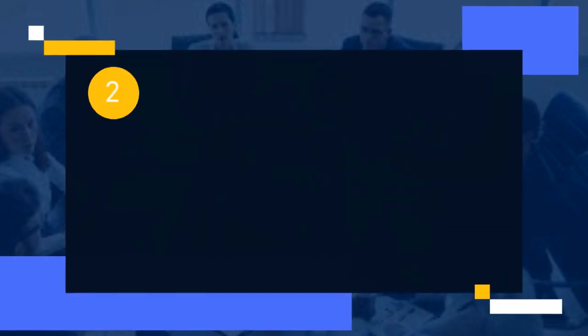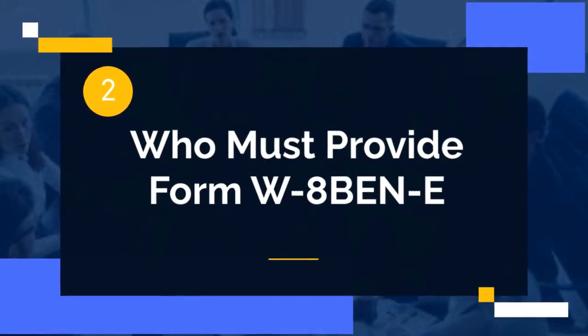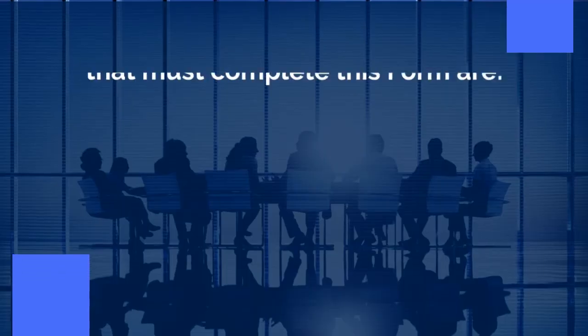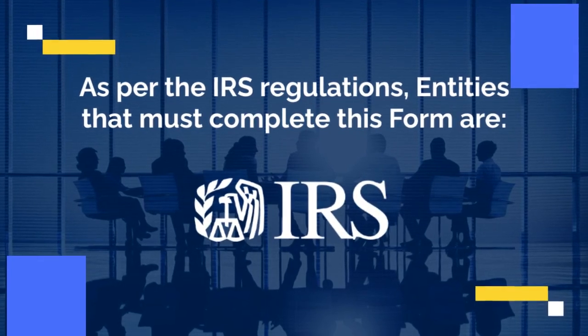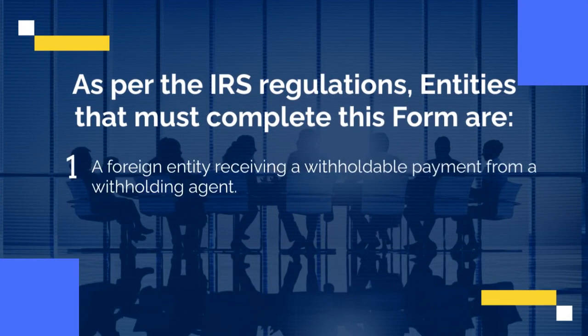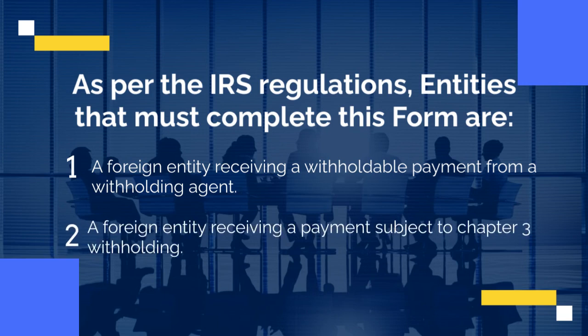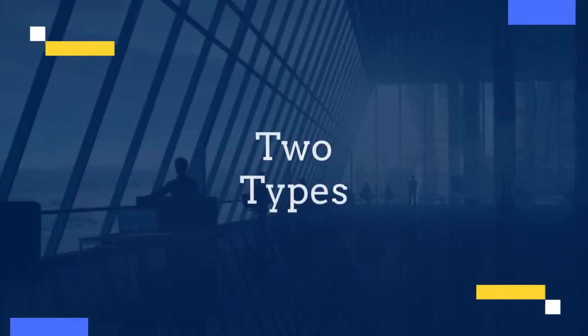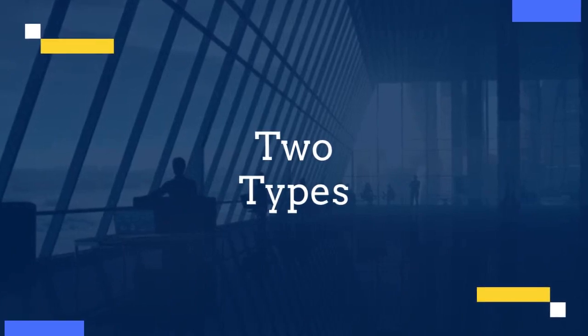Now let's move to the next point, who must provide Form W-8BEN-E. As per the IRS regulations, entities that must complete this form are: 1. A foreign entity receiving a withholdable payment from a withholding agent. 2. A foreign entity receiving a payment subject to Chapter 3 withholding. Now let's discuss those two types in more depth.